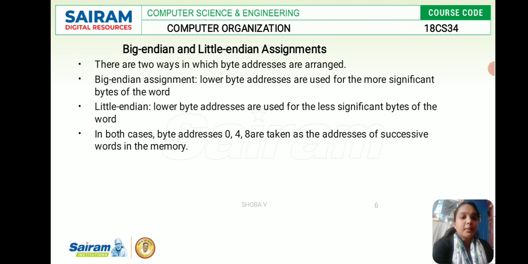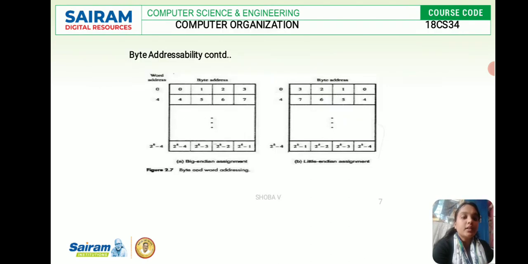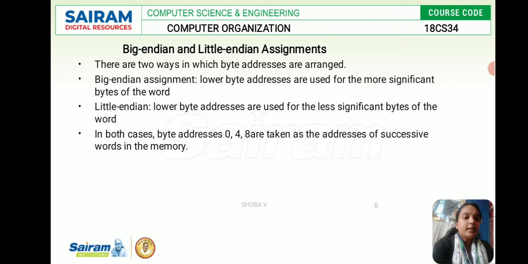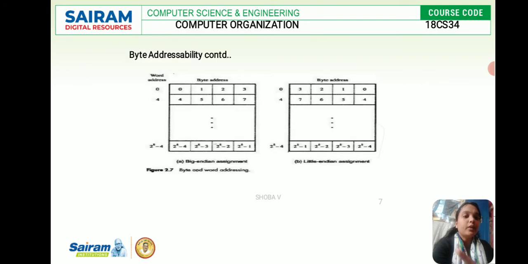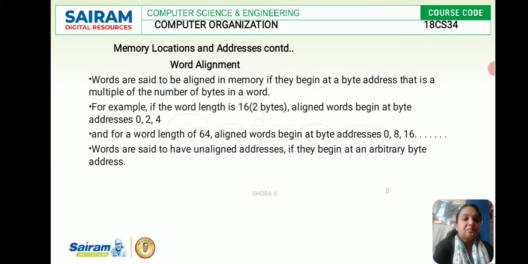This is the byte addressability we have discussed. In big-endian assignment, this is the lower byte address. We can see here the lower byte address, where we have mentioned 2 power something minus 4 to 2 power something minus 1. And here is little-endian, which defines the less significant bytes of the word.